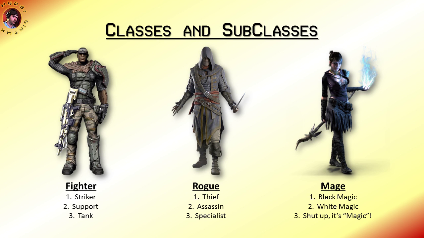And finally, we have mages. They'll be either a black mage, a white mage, or basically it's magic. There's really no good way to define a third type of mage, being that there's so many different types of magic, and once you get into these fantasy realms, anything is possible. It all depends on what the theme is for that particular game, on what type of abilities that they'll be able to give mages. So I'm just going to call it, shut up, it's magic.